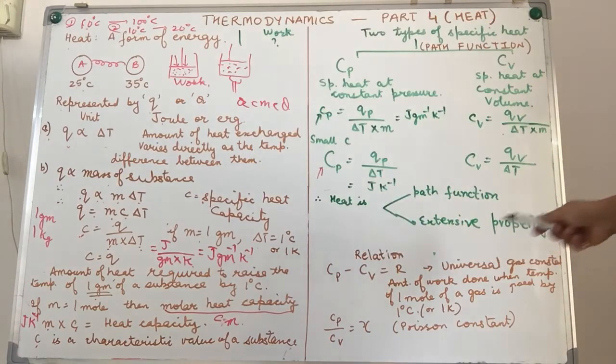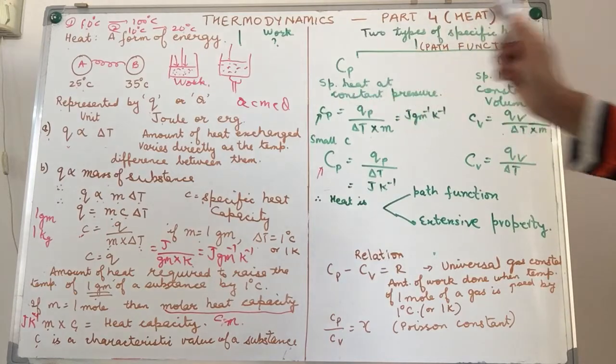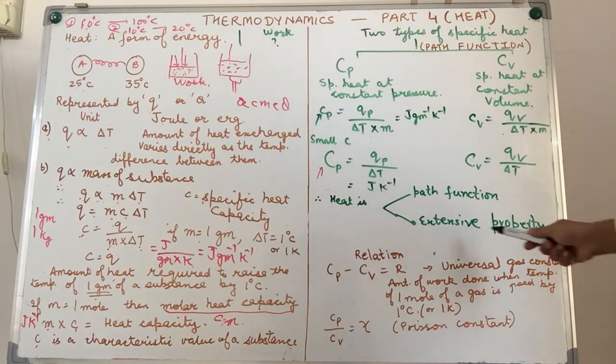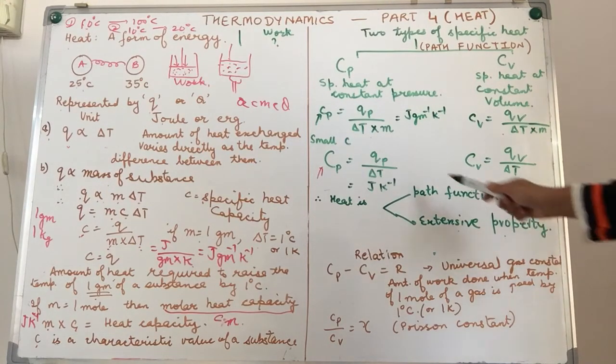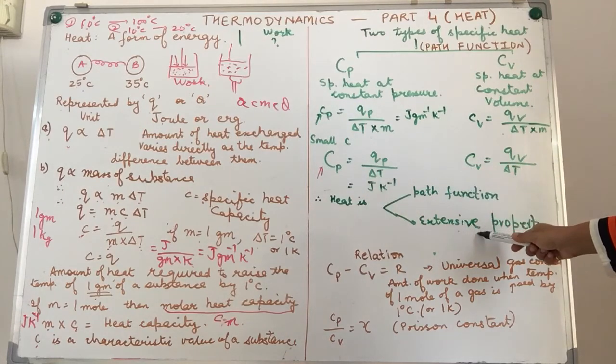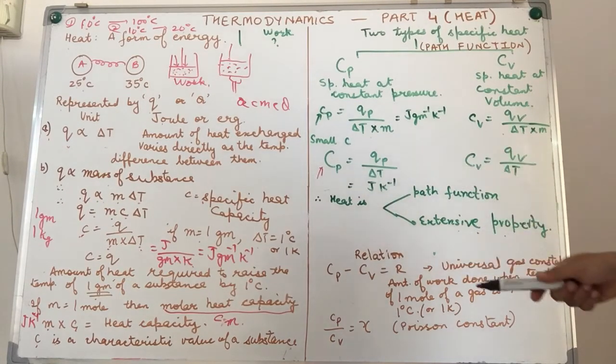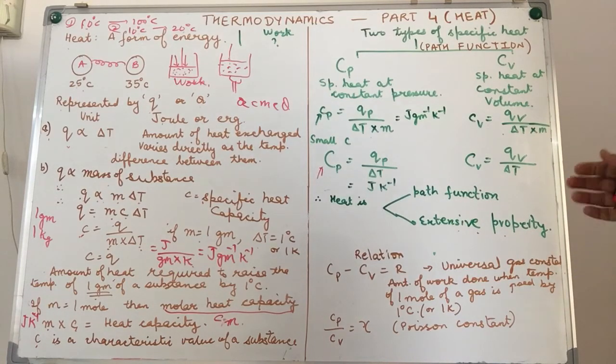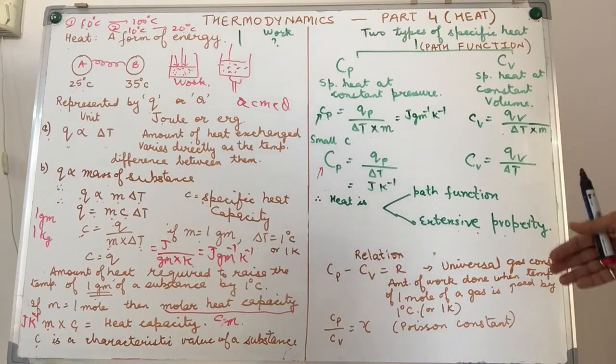Looking at the overall picture, we know that heat depends on the mass of the substance taken. In the first video, we had discussed extensive and intensive properties. A property which depends upon the amount of substance taken is an extensive property. So heat is an extensive property. But specific heat is per gram, so specific heat would be an intensive property, a property which is independent of the mass of substance taken.